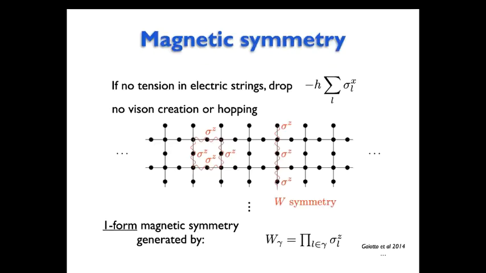Then there is another symmetry which will be important, which is a magnetic symmetry. This symmetry appears only if we switch on off tension in the strings. And then what happens is that the Hamiltonian commutes with every closed Wilson line of Z. Or if I have a boundary, it can also start on the boundary and end on the boundary. This is a special type of symmetry because it is defined on surfaces with finite co-dimension, so it's a higher form symmetry.